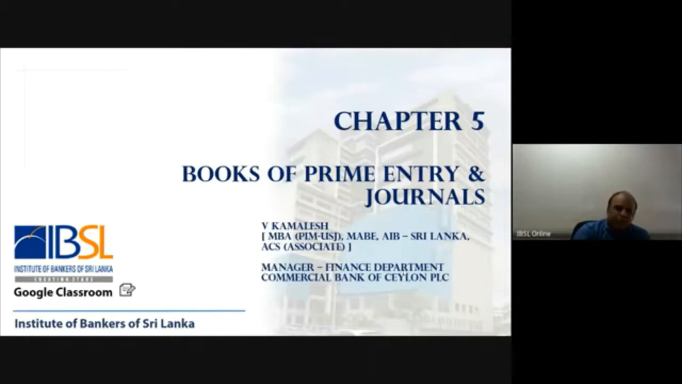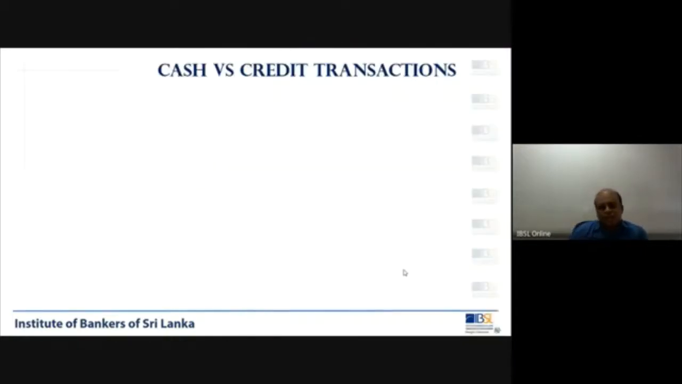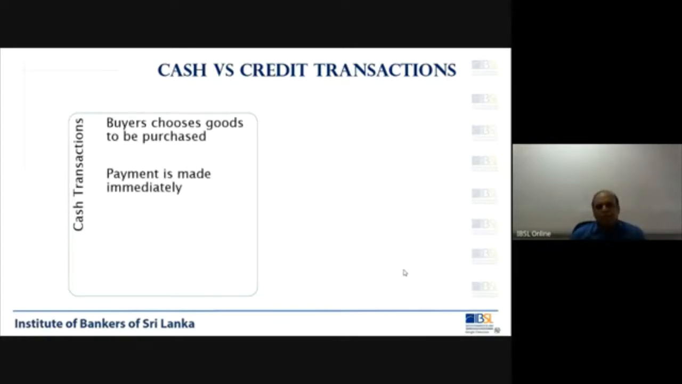Okay, right. So the starting point for this is to understand what is a cash transaction and what is a credit transaction. Okay. So as we know, cash transactions will be where the buyer will choose a particular good to be purchased and they pay for the goods immediately in monetary terms using notes and coins. So for example, you go to a grocery shop, you buy something and you pay cash. When you immediately pay cash for the goods purchased, that is considered to be a cash transaction.